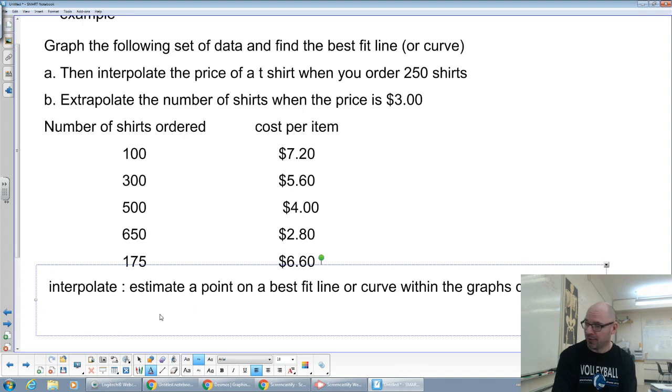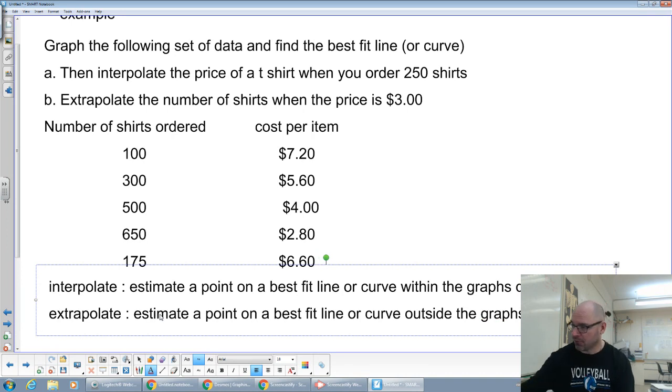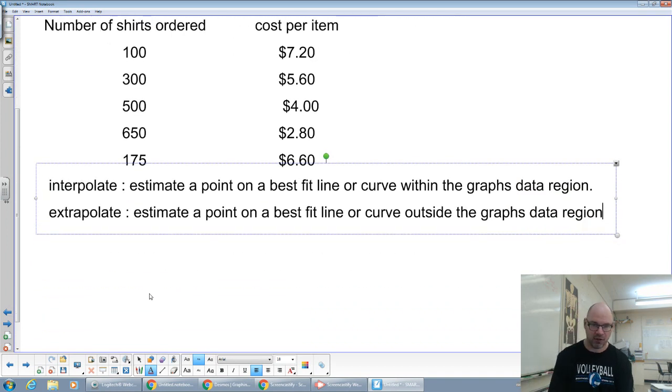Okay, and then extrapolate is the same thing except with the simple change that you go outside the graph's region. It is to estimate a point on a best fit line or curve outside the graph's data region. And I'm going to put that up because that's probably in the way anyway.